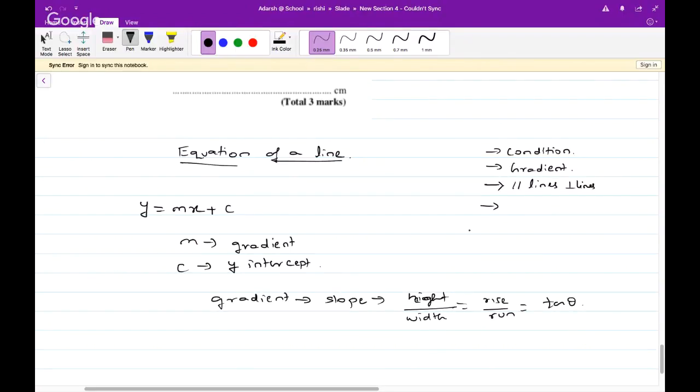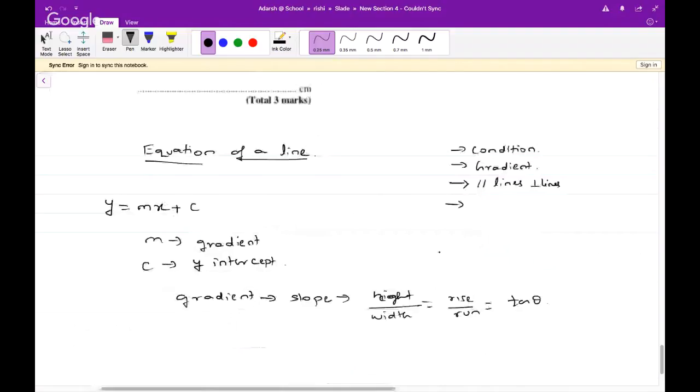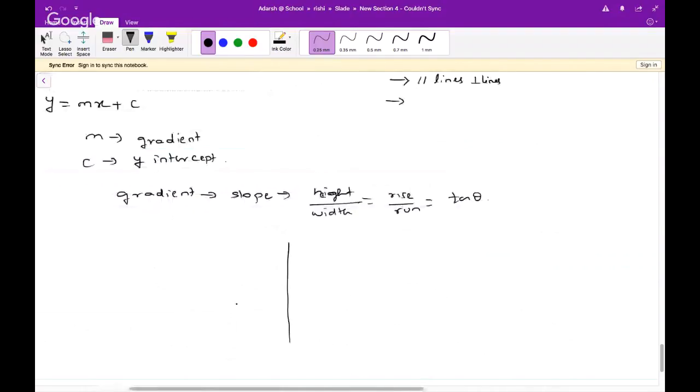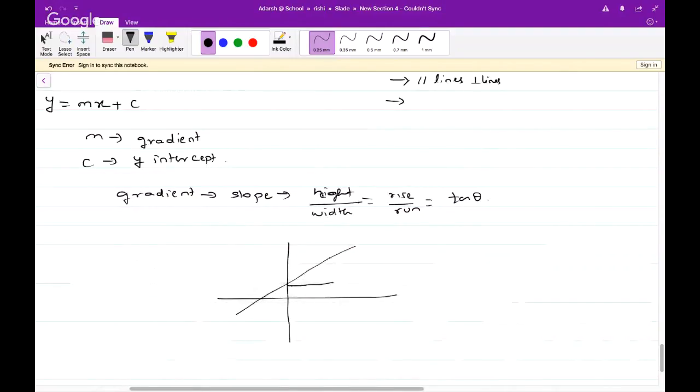Now I'll take an example. There is a line like this. So this height divided by this width, between any 2 points on the straight line, the ratio of the height and the width always remains the same. So that is called the gradient.